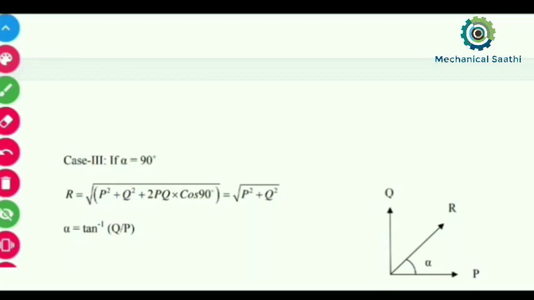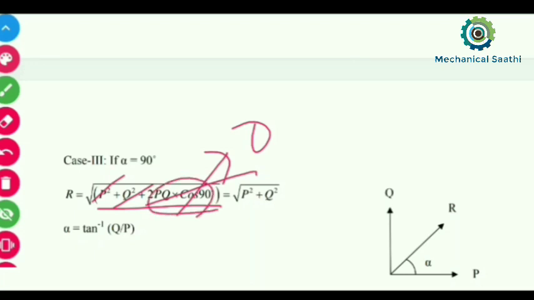So let us again put in this equation and we'll try to find out. Here p square plus q square plus 2pq cos theta, and alpha is equal to 90 degree, and cos 90 degree we know is equal to 0, so this whole term will be cancelled. So we can write this is equal to under root p square plus q square.